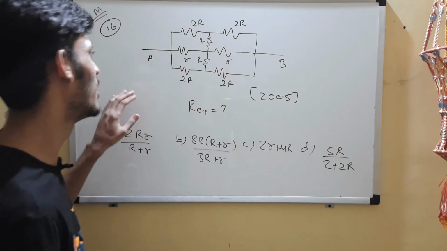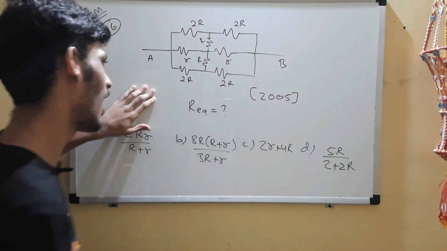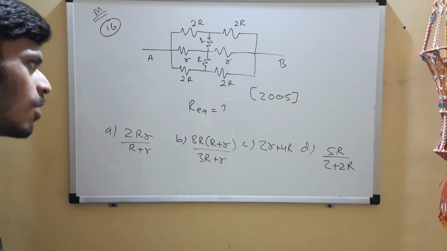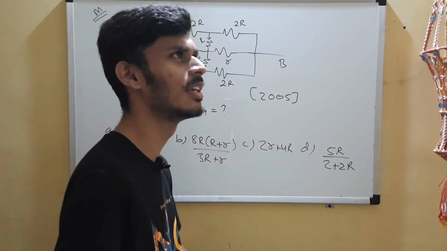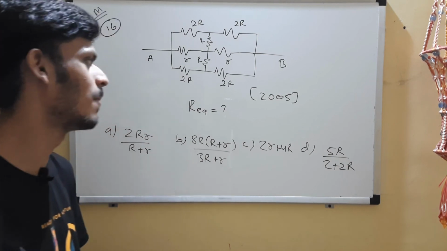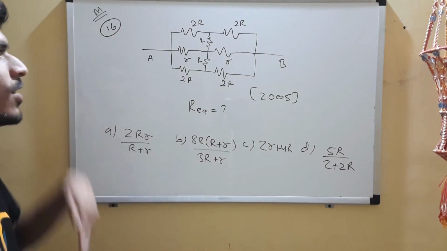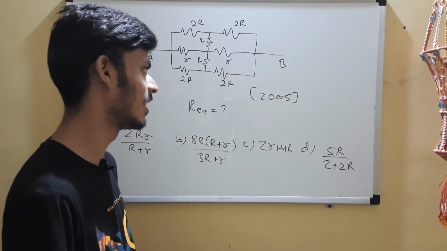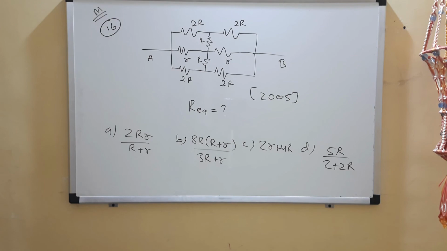Okay, so in this question you are supposed to find the equivalent resistance between A and B. This is a question from 2005. I think it is also an IEEE question, I think it's from IEEE 2002. Also note that it is a question from the moderate category. So quickly try it. I'll do it in 3, 2, 1.